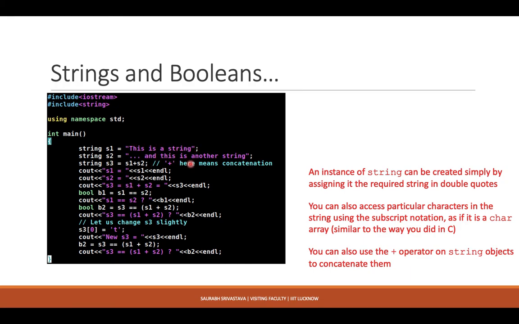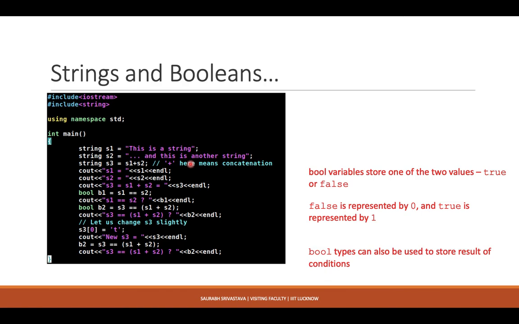And the bool variables can store, as I said, one of two values, true or false. False is represented by 0 and true is represented by 1. So if you print the values of a boolean variable like b1 or b2, what gets printed is usually 0 or 1. Bool types can also be used to store results of conditions. So all those if conditions and any other kind of conditions that you have written, their results can be stored within bool variables, because the result has to be either true or false.